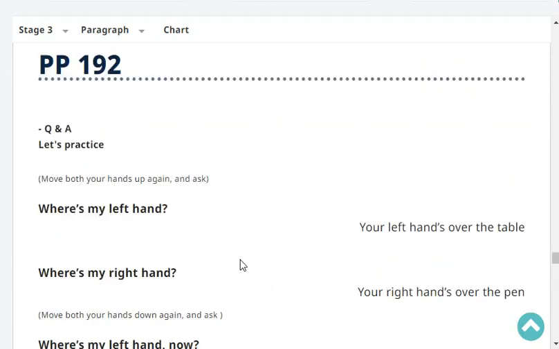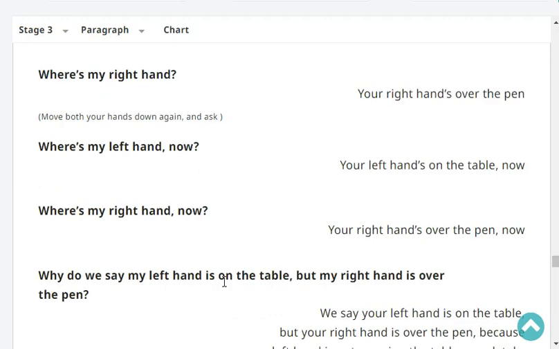Let's practice. Where's my left hand? Your left hand's over the book. Very good. Where's my right hand? Your right hand's over the pen. Very good. Where's my left hand now? Your left hand's on the book now. Very good. Where's my right hand now? Your right hand's over the pen now.